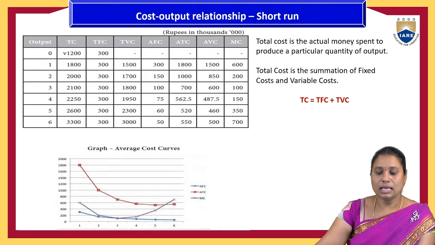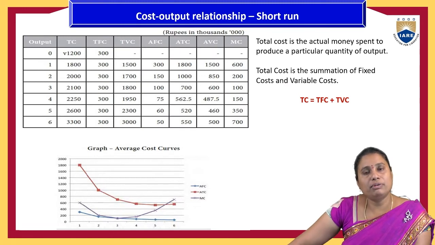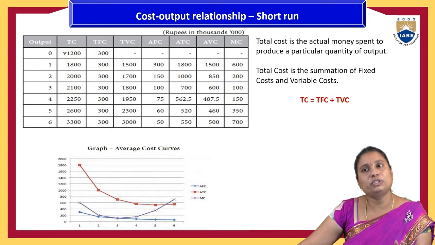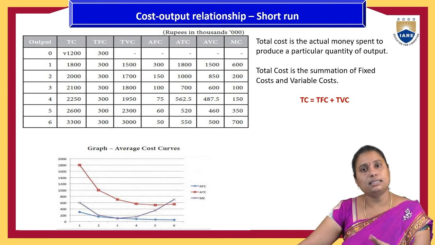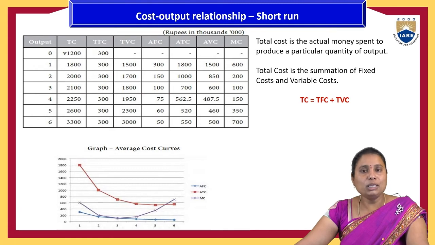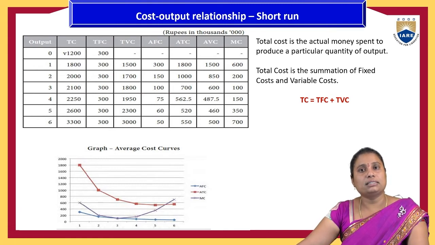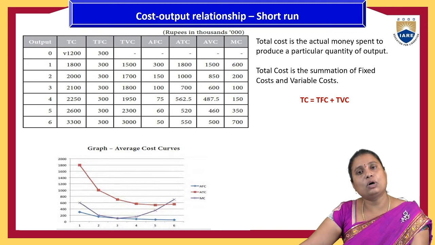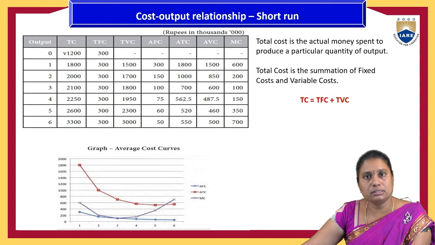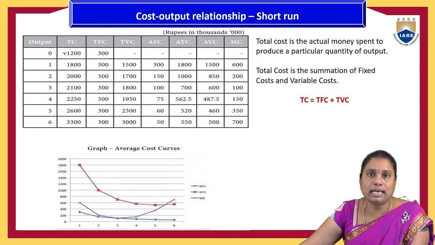output. This cost and output relationship is explained in two ways: cost output relationship in the short run and cost output relationship in the long run. The short run is the cost to output relationship within a 1 year time period, and the long run is 2 years, 3 years, up to 10 years. The changes in input levels and their impact on the total expenditure of the product are explained with the help of the cost output relationship in the long run.